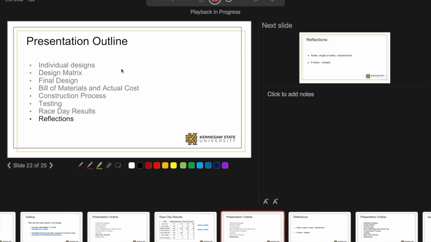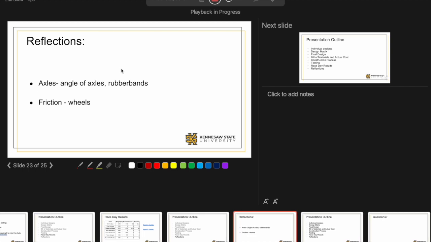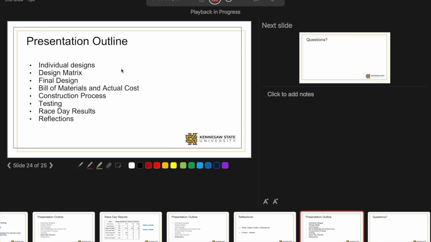Now let's look at reflections. The angle of the axles wasn't perfect, so that's why we had to dial it in so much. I think if we had more time, we'd be able to perfect it, or at least get a much better angle. And the rubber bands also, maybe make it stiffer, maybe add more rubber bands or tweak it to make it do better. And also the friction on the wheels was a big thing as well, because that's what probably caused us to not go as far as we hoped we would. We went 30, and the car did a lot better than the race day results.